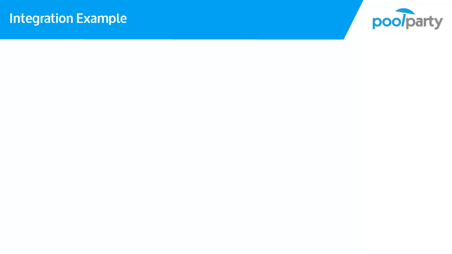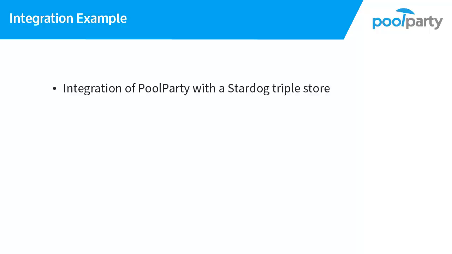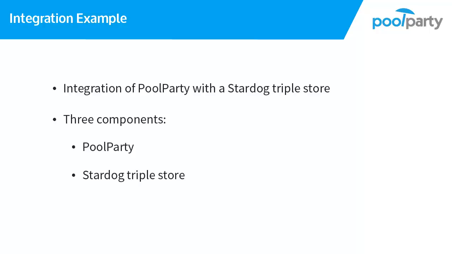Let's take a look at an example integration of PoolParty with a Stardog triple store. There are three components to this integration that we will take a look at: PoolParty, the Stardog triple store, and a semantic search application.